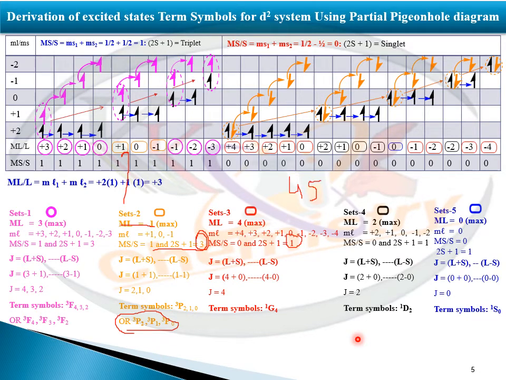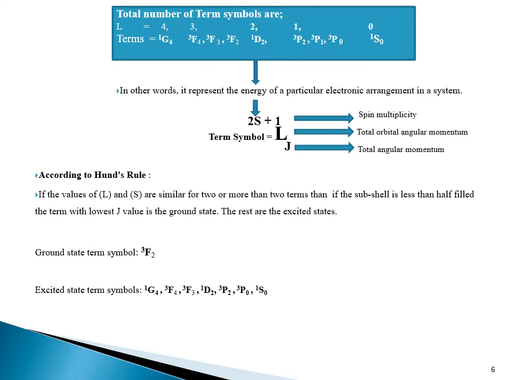The last one is set 5. Here you can see L is equal to 0. If L is equal to 0, ML will also be 0. So the spin multiplicity here will be 1, and the J value will be 0. So the term symbol is a singlet S 0. Do you know how many term symbols we have over here? So we have 1, 2, 3, 4, 5, 6, 7, 8, total 8 term symbols.